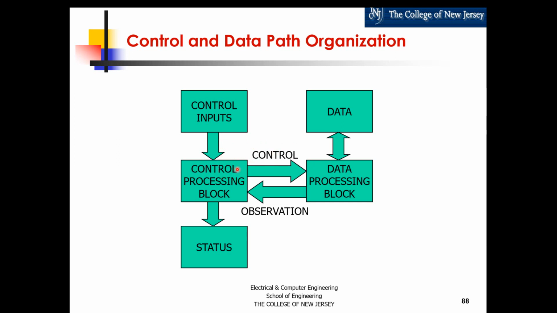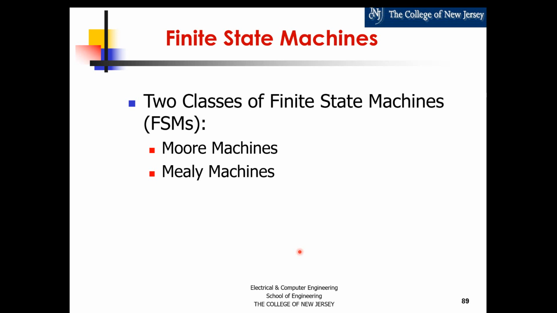So the control block is telling the data path what to do, and also observing the consequences of the results as a status and putting that out for the user. So that's a high-level abstraction of control and data path organization. And what we wanted to do here was to give you an example that is going to use a finite state machine as the controller.